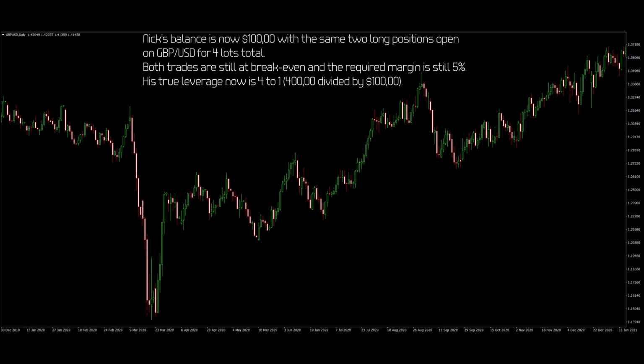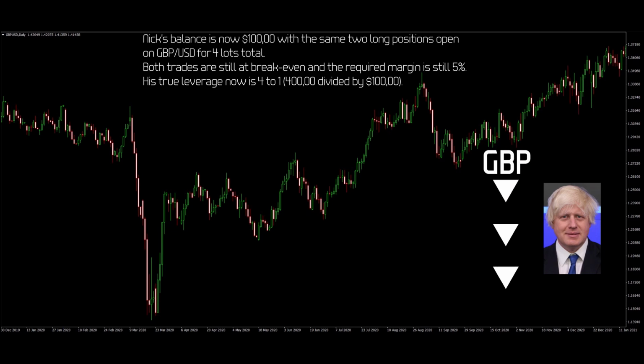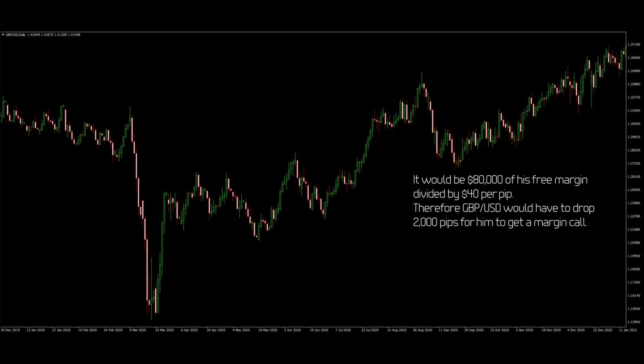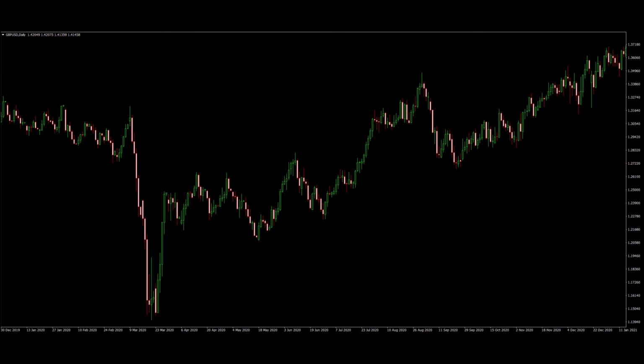Let's say Boris Johnson has a bad hair day, which makes him make a bad decision for the UK economy and the pound drops against the US dollar. How much would the price have to drop by for Nick to get a margin call? It would be 80,000 of his free margin divided by $40 per pip, which is his position size. Therefore, the GBP USD would have to drop a far larger amount of 2,000 pips for Nick to get a margin call.